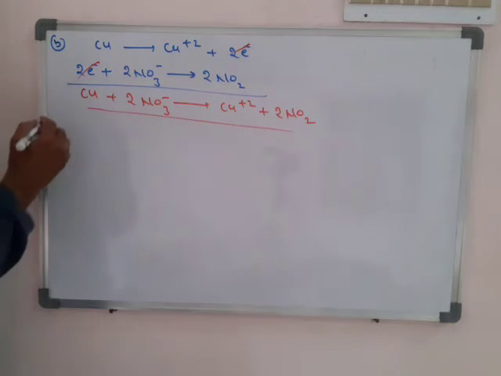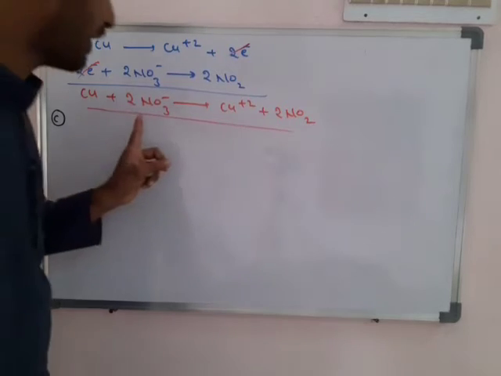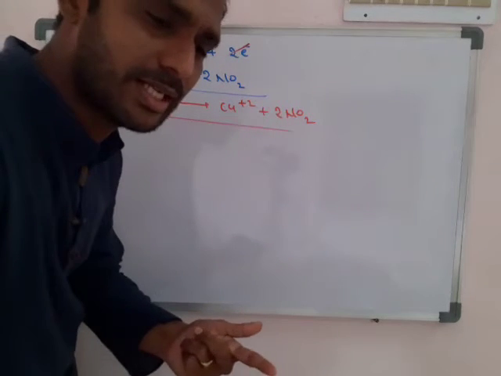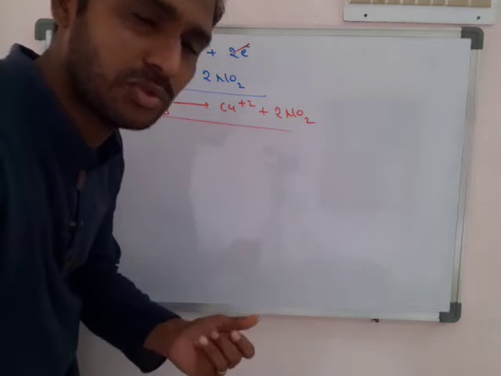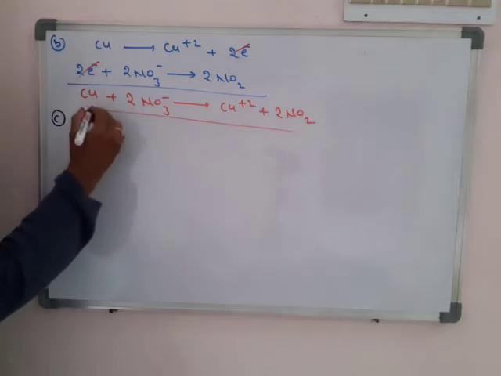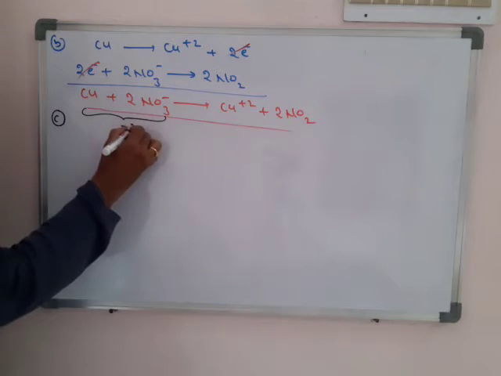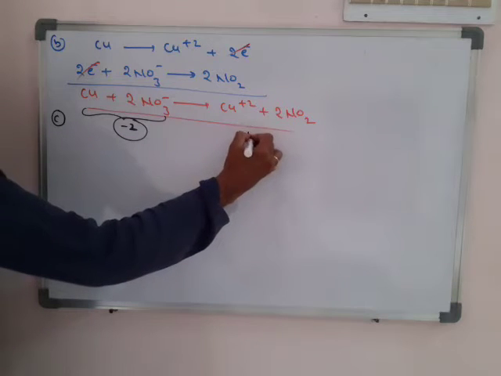So next step, balancing the charge. So charge balancing, separately. It is acid medium. How do you guess it is acid medium? NO3 minus is nothing but obtained from HNO3 only, and no other choice. HNO3 means it is acidic medium. So let's balance the charge first. Left side charge is -2. Right side charge is +2.